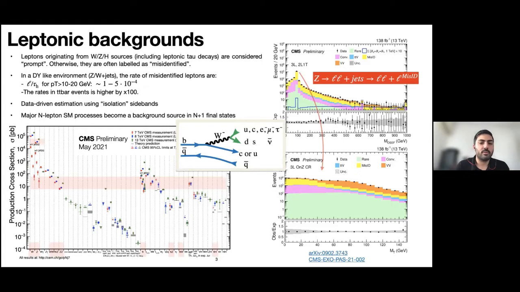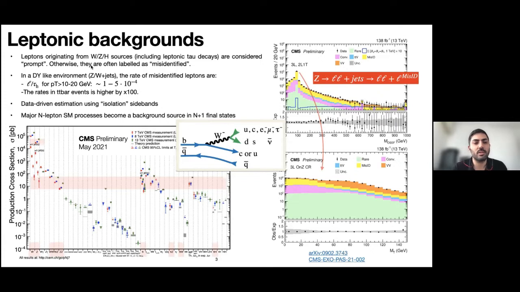So to set the stage, basically when you do a leptonic search, leptons fall into two different categories. One is leptons originating from W, Z, or Higgs boson sources. We, as in the experimental domain, call these prompt, or good, or desirable leptons, and usually this is what you go after. Everything else becomes labeled as misidentified, or if you hear the term fake, although that's a misnomer, misidentified or fake leptons. Of course, you might ask, what is a fake lepton?